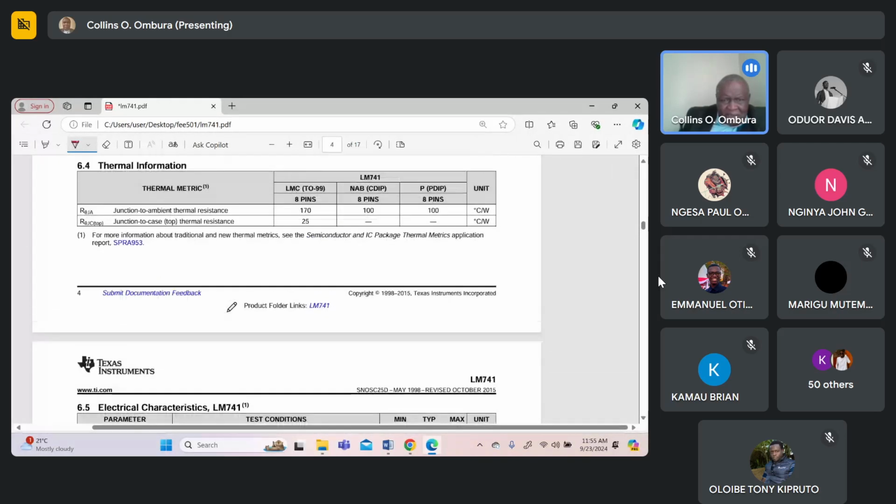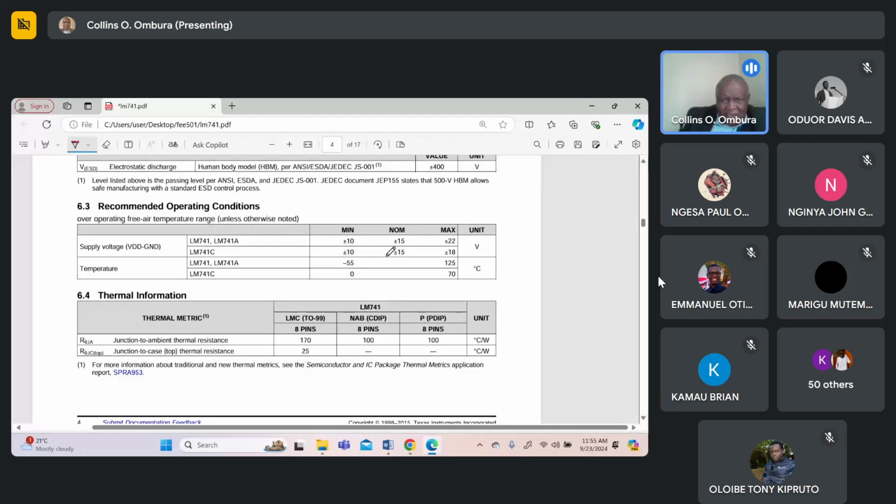Supply voltage, how come you're not given here? It's given here. Supply voltage, recommended operating conditions. So the LM741, supply voltage, VDD to ground minimum, plus minus 10. Normal is plus minus 15. Maximum plus 22. Okay, so we use the normal voltage.